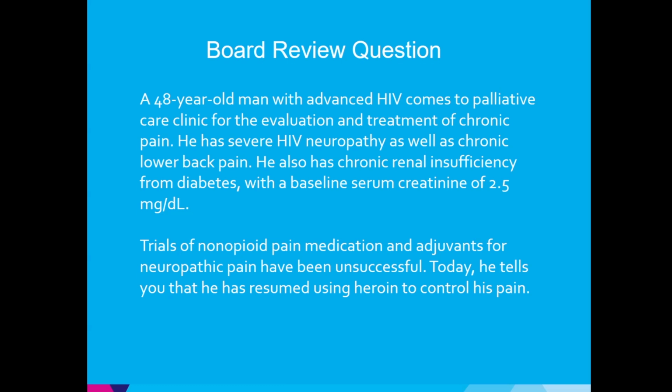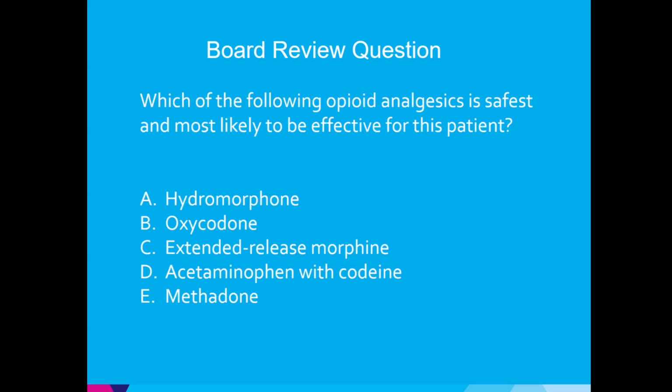So this is a case of a 48-year-old man with advanced HIV that comes to your palliative care clinic for the evaluation and treatment of chronic pain. He has severe HIV neuropathy as well as chronic lower back pain. He also has chronic renal insufficiency from diabetes with a baseline creatinine, or kidney function, of 2.5. Trials of non-opioid pain medications and adjuvants for neuropathic pain have been unsuccessful. Today, he tells you that unfortunately he's resumed using heroin to control his pain. Which of the following opioid analgesics is safest and most likely to be effective for this patient?